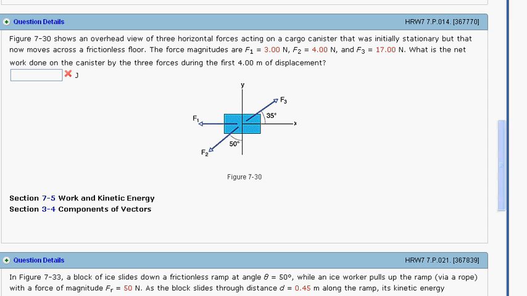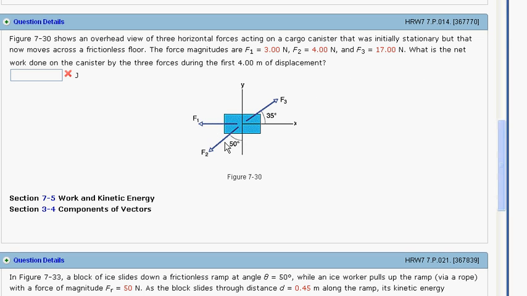Okay, problem 3 has this cargo canister, which is a crate or something that was initially stationary but now moves across the frictionless floor. These three forces are constant, and they give us the magnitudes. So we want to find the net work done on the canister by the three forces during the first 4 meters of displacement. So the thing to think about here is that we've got these three forces acting.